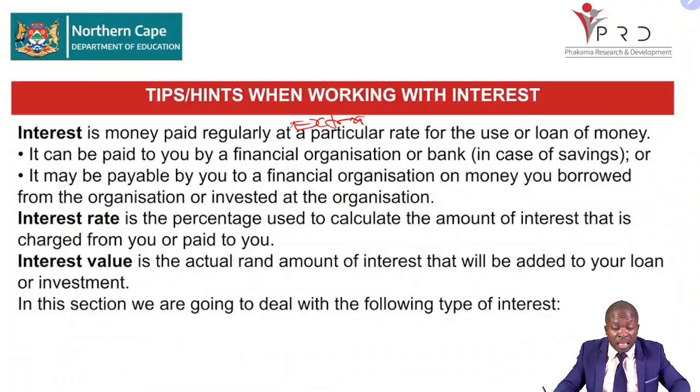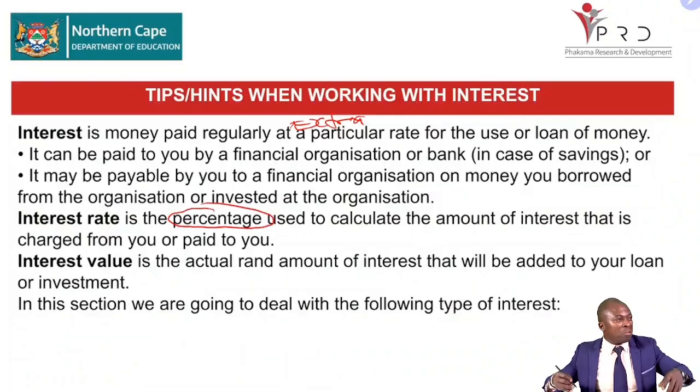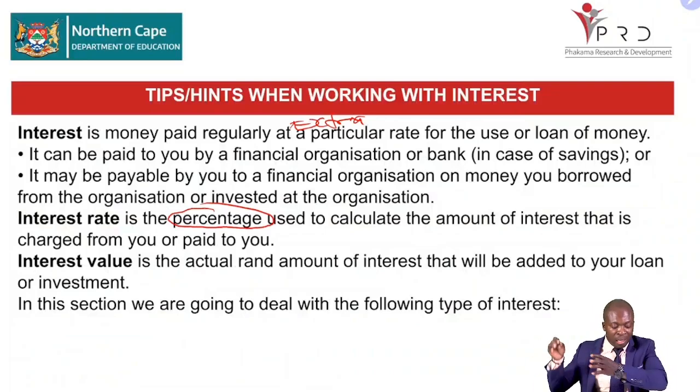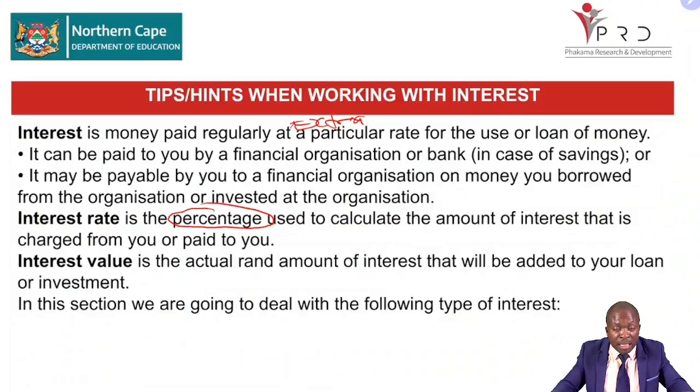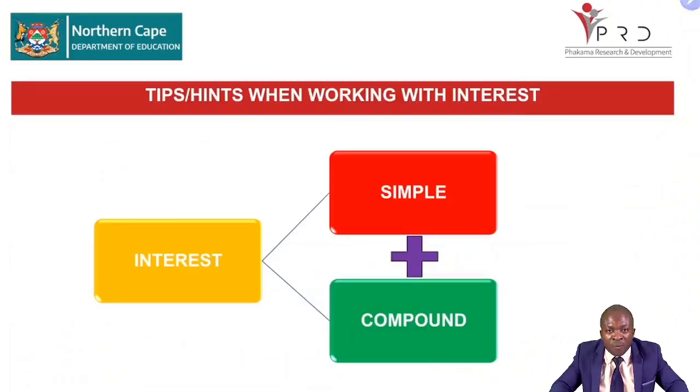And then the interest rate, that is the percentage, the one which makes us decide whether it is going to be 100 Rand or not. So interest rate can be like 15%, can be like 20%, 10%. Those are interest rates. And then we have what? Interest value, meaning when you use that interest rate to get the actual amount, that actual amount is what we call interest value. So for today's lesson, we want to look at the first 2 points, which is simple interest and compound interest. Meaning interest can either be simple or compound.